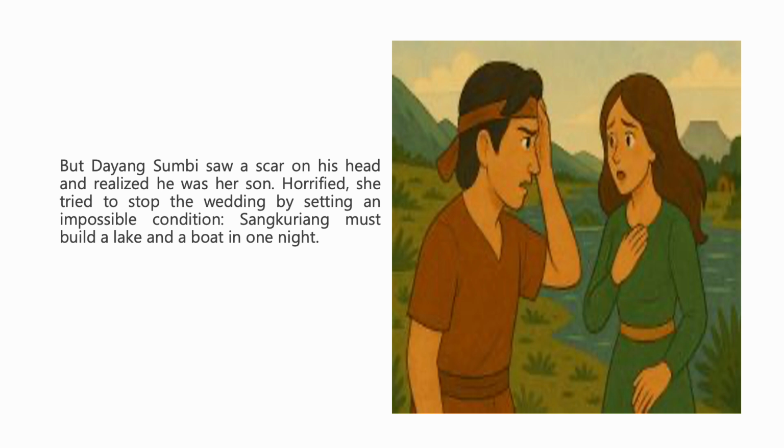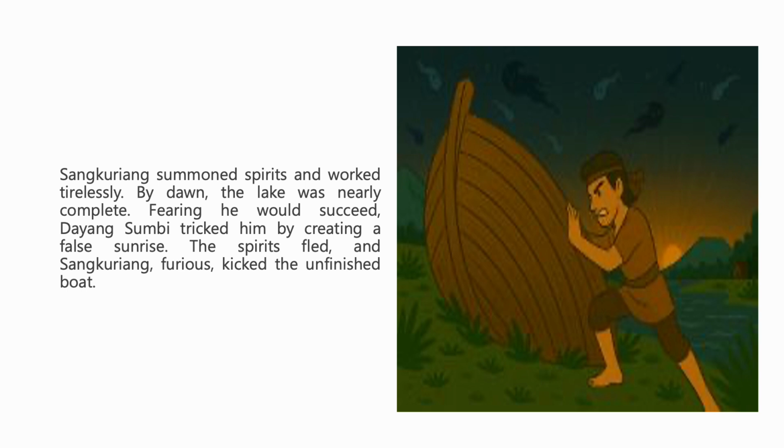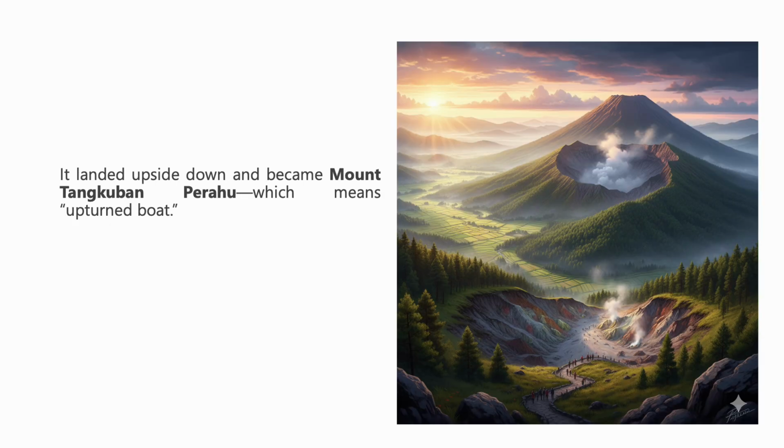Horrified, she tried to stop the wedding by setting an impossible condition. Sangkuriang must build a lake and a boat in one night. Sangkuriang summoned spirits and worked tirelessly. By dawn, the lake was nearly complete. Fearing he would succeed, Dayang Sumbi tricked him by creating a false sunrise. The spirits fled, and Sangkuriang, furious, kicked the unfinished boat. It landed upside down and became Mount Tangkuban Perahu, which means upturned boat.